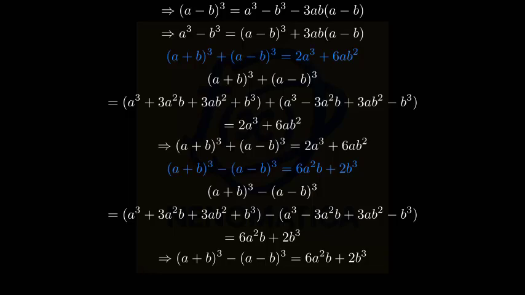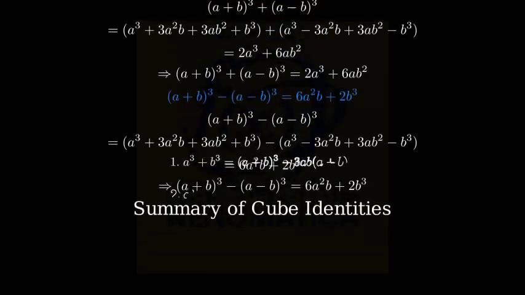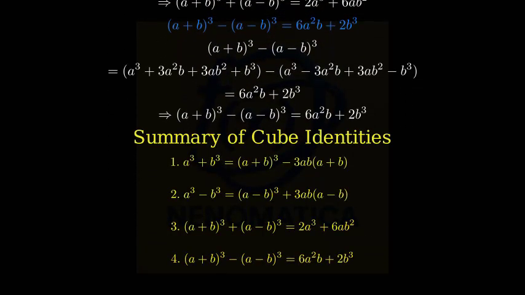Let's summarize what we've learned in this video. We've explored 4 important identities related to cubes. First, the sum of cubes identity. A cubed plus b cubed equals a plus b, all cubed, minus 3ab times a plus b. Second, the difference of cubes identity. A cubed minus b cubed equals a minus b, all cubed, plus 3ab times a minus b.